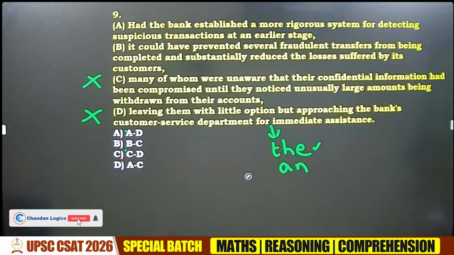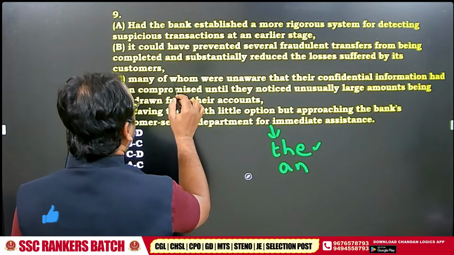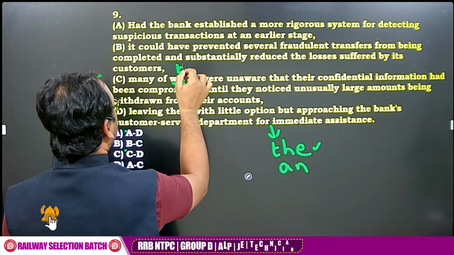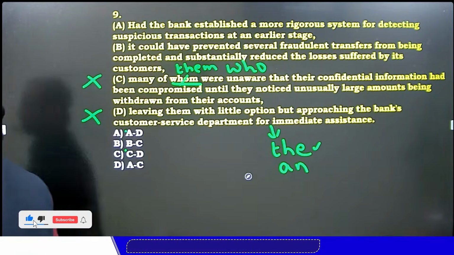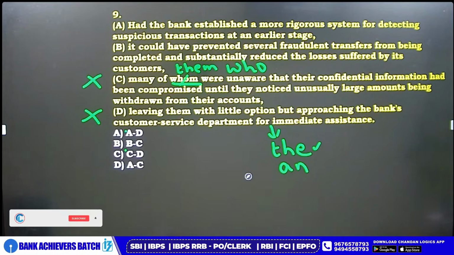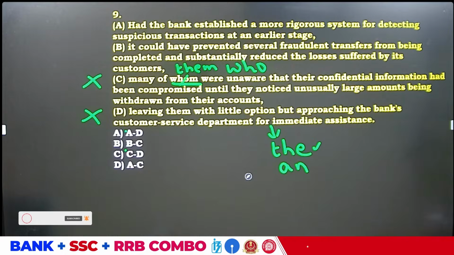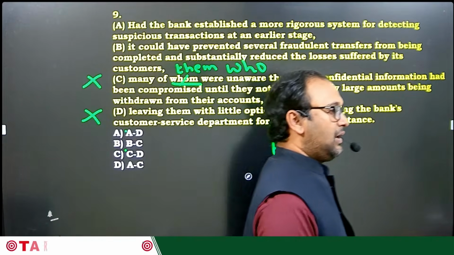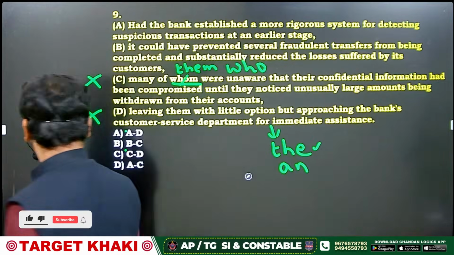So what is the problem in the C option? Many of whom. Here you can't say many of whom. Rather, you better say many of them who were unaware of the fraud. You can't say many of whom. You better say many of them who were unaware. For example, there are 100 students who wrote the exam. Many of them who were not selected in the exam were upset.